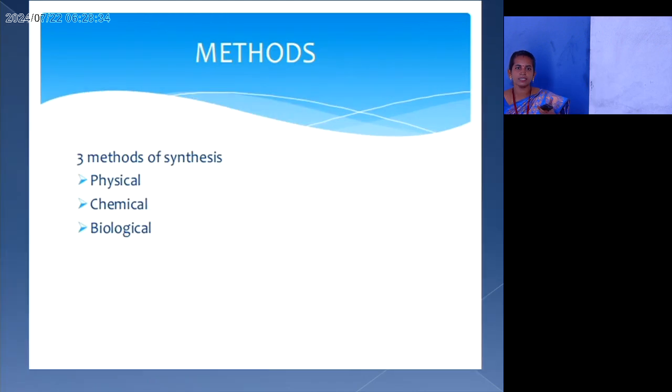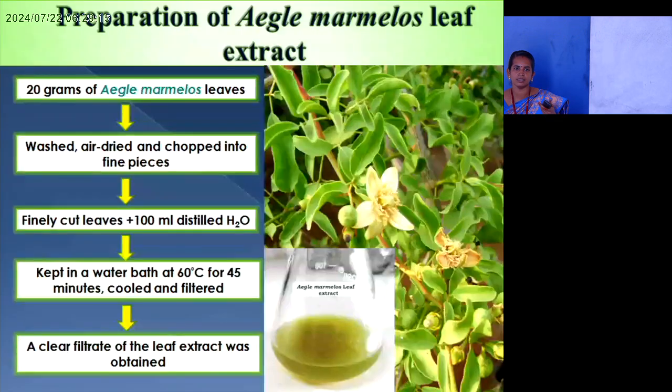For nanoparticle synthesis, we use three methods: one is the physical method, another is the chemical method, and the last is the biological method. Plant mediated synthesis of nanoparticles comes under the biological method, which has many advantages. In the physical and chemical methods, we use chemical reagents for synthesis of nanoparticles, which have side effects. Biological methods are very useful and very compatible with the human system. That is why most people use biological methods of nanoparticle synthesis.